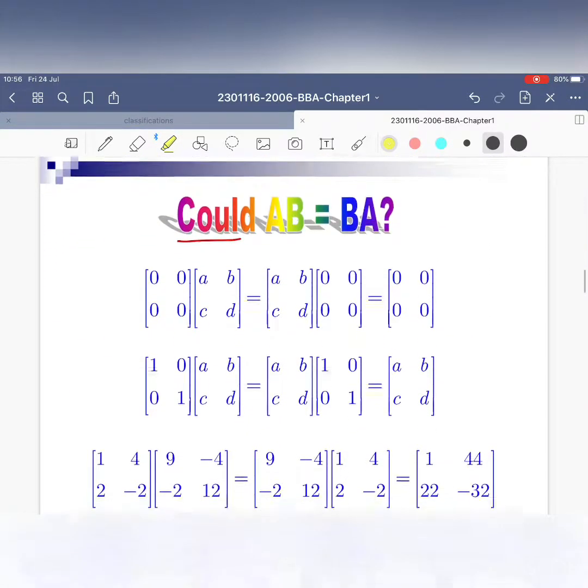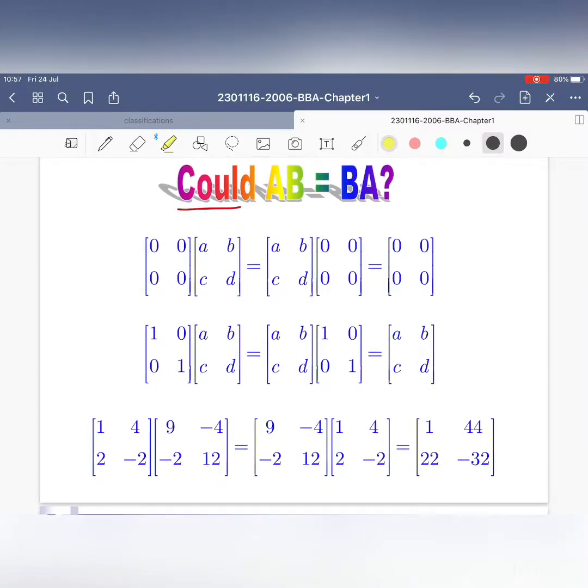However, can we have some special pair of A and B such that A times B and B times A are equal? So this one is only a special case, okay? In general, they are not the same. This is only a rare case where they are the same. Of course, one of the cases is if A is a zero matrix and B can be any matrix for which you can find a multiplication of A and B together with B and A, okay?